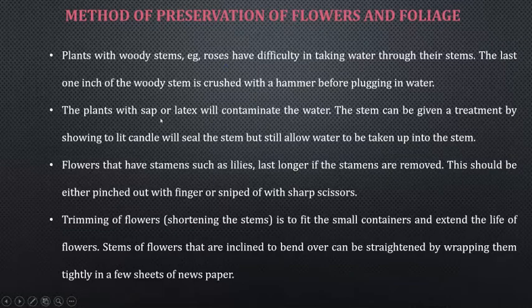Next are plants with sap or latex that will contaminate the water. A drop of latex from the stem sometimes will contaminate the water. So what we can do is give the stem a treatment by showing it to a lit candle, which will seal the stem. When we show the stem directly to the candle light, that helps to seal the stem, but still allows water to be taken up into the stem.